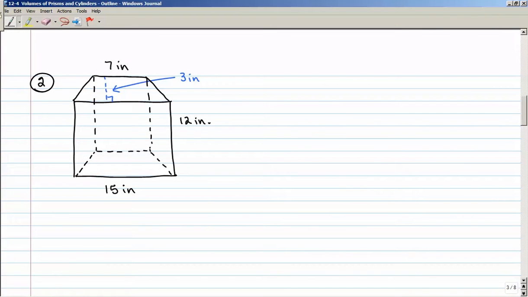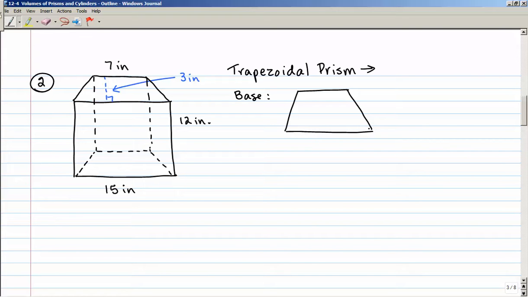This is a trapezoidal prism. The base is a trapezoid. So my base is going to look like this. You can draw it in 2 dimensions if you need to. And it doesn't have to be super exact. So in this case the trapezoid is on the top and the trapezoid is on the bottom. So here's a 7, this is 15, and the height here is 3 inches. Now I don't think I drew that to scale, but anyway.